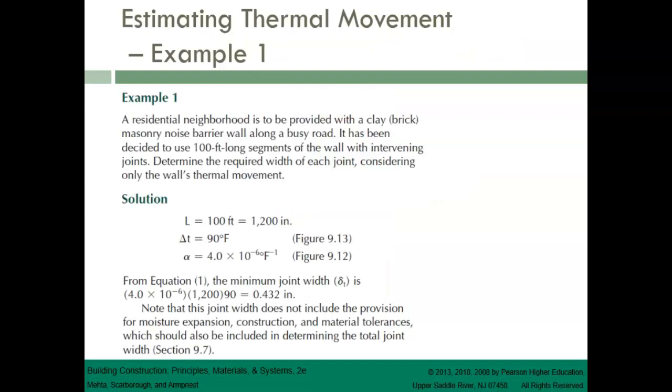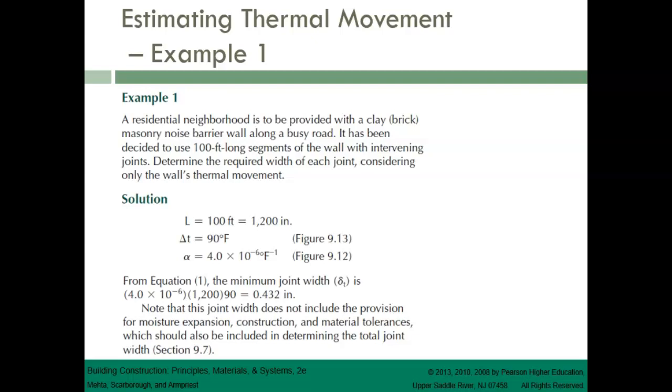In one of the examples in our text, a residential neighborhood is to be provided with a clay brick masonry noise barrier along a busy road. It's been decided to use 100-foot long segments of the wall with intervening joints. Determine the required width of each joint considering only the wall's thermal movement. So if our length is 100 foot, we have to change that to inches. If we take 100 times 12, we end up with 1200 inches. Our change in temperature, our worst case scenario, based on the diagram shown in the previous slide, is 90 degrees Fahrenheit.